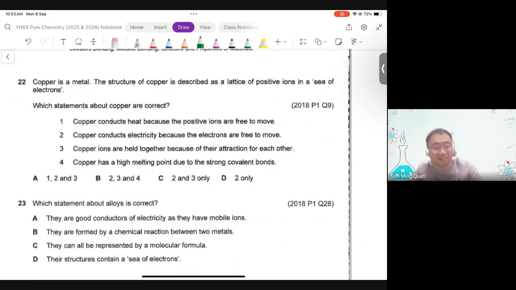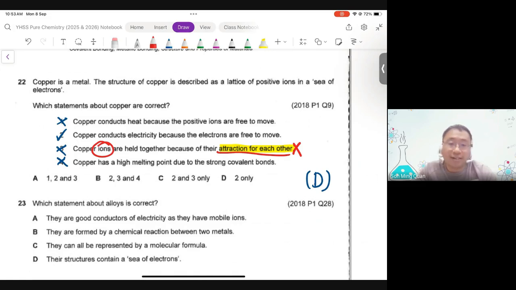Of course, the answer is D. Only number 2 is correct. 1, 3, 4 are all wrong. There are different parts that are wrong. All right. Now, most of you probably thought 3 sounded correct. 3 is not correct. This part is wrong.